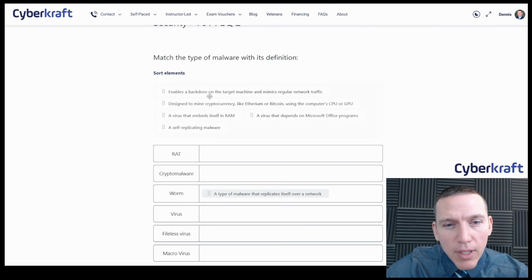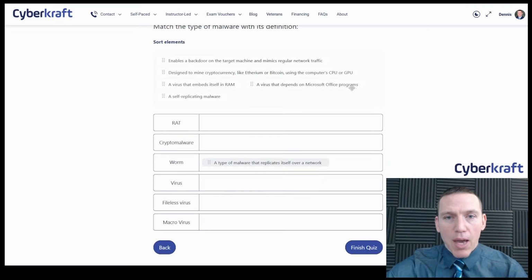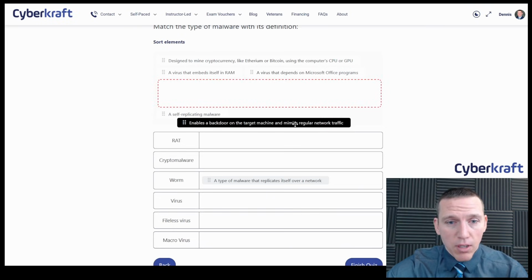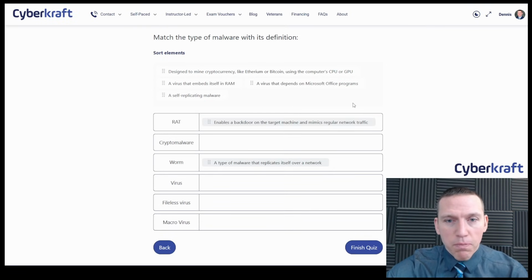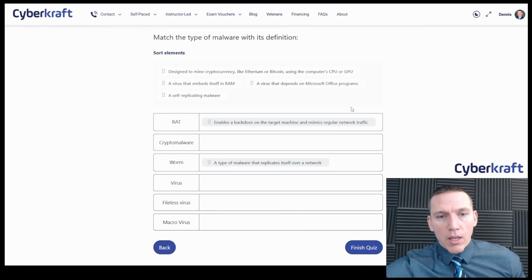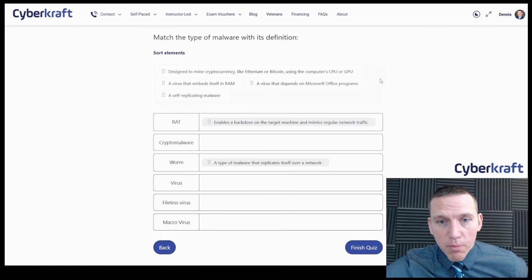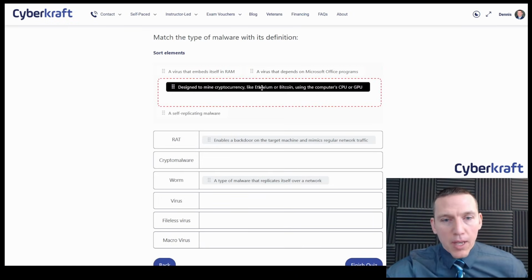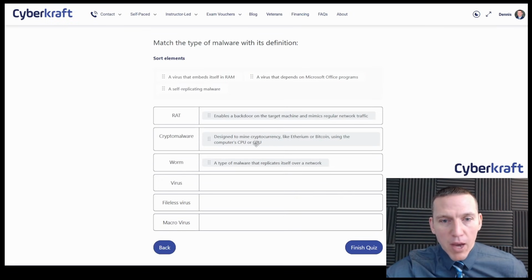All right, enables a backdoor on the target machine and mimics regular network traffic. Enables a backdoor, that's going to be some sort of backdoor generating malware. Remote access Trojan would be a good bet there. Remote access Trojan. All right, designed to mine cryptocurrency like Ethereum or Bitcoin, and oftentimes it's mining Ethereum anymore. So this is going to be crypto malware.